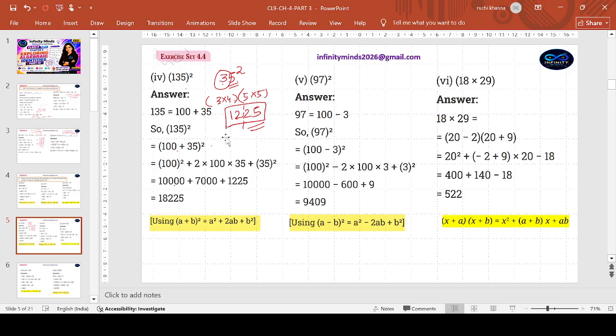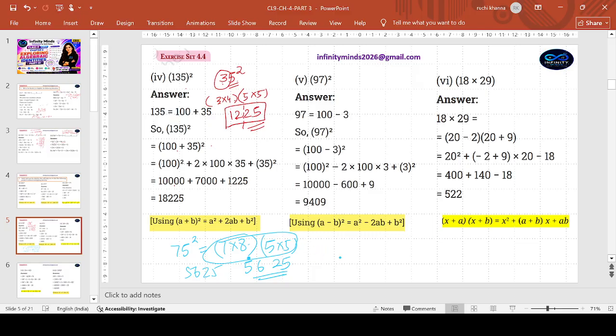For example, I'll take up any other number to practice with you. Say 75 square if I have to calculate. 7 will be multiplied with the next counting number, that is 8. And 5 is always to be multiplied with 5. 8 sevens are 56, 5 fives are 25. Writing this is also not required. By the time you practice, it comes mentally to you. 7 eights are 56, 5 fives are 25.